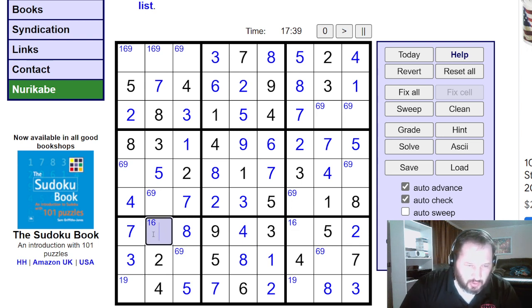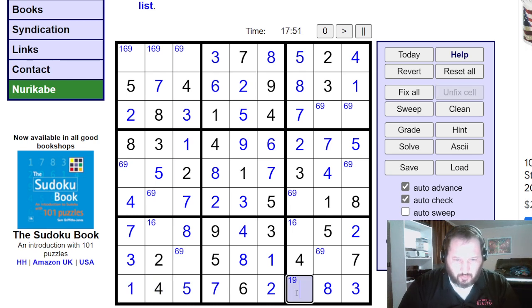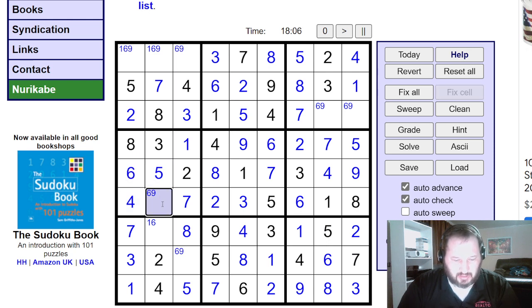If this is a 1 and this is a 6, that makes this a 9. If that's a 1, that's a 9. And see, there's just a little bit more than my brain can handle. But this one has to be a 1. That makes this a 9. That makes that a 6. That makes that a 1. That makes this a 6. Makes this a 9. Makes this a 6. Makes that a 9.